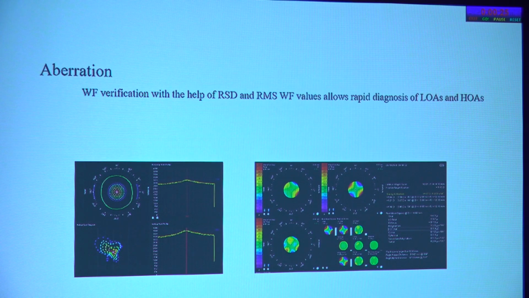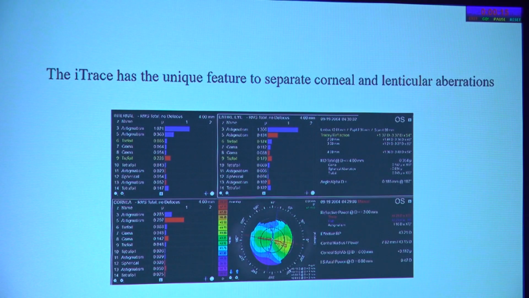Right. So the wavefront verification with the help of the RSD and the wavefront values allows rapid diagnosis of both the lower order and the higher order aberrations in a patient. The iTrace has a unique feature to separate the corneal and the lenticular astigmatism.